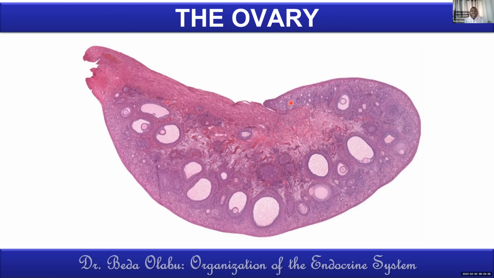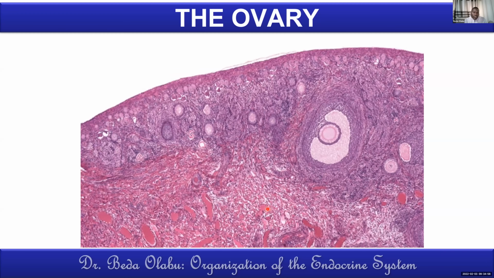Then we have the outer zone of the ovary, which we call the ovarian cortex. The ovarian cortex contains ovarian follicles at different stages of maturation. So you see some are large, some are tiny. Those two components of the ovary are still being shown here. So this is the ovarian medulla with blood vessels and connective tissue, and this is the ovarian cortex.